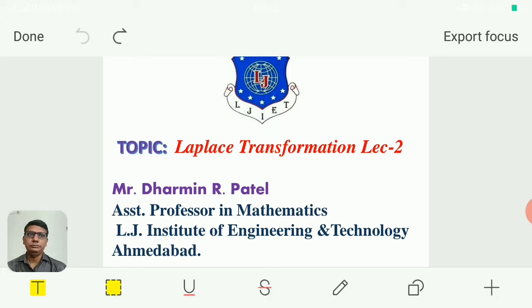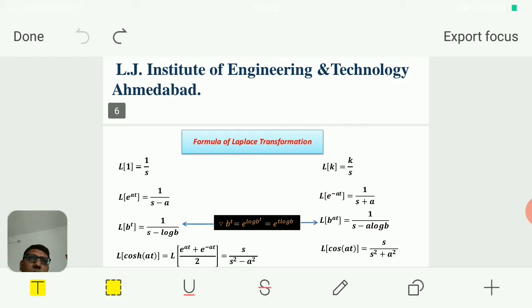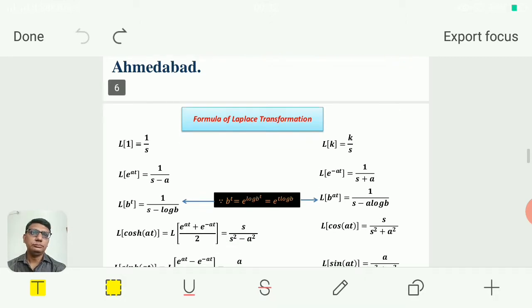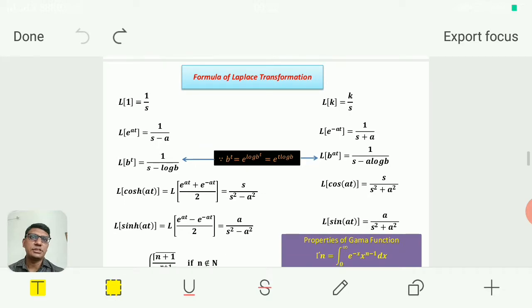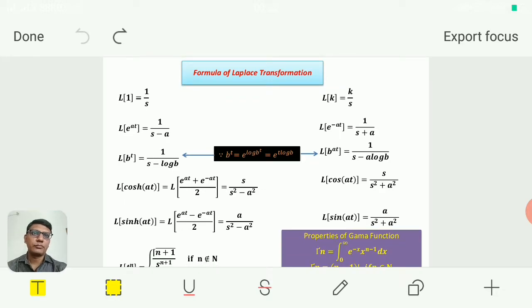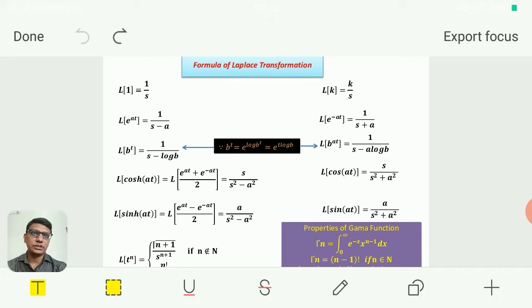Now we can prove some formulas of Laplace transformation. Here we can see some formulas of Laplace transformation. All the formulas are derived from the definition of Laplace transformation, which is the integral from 0 to infinity of e raised to minus st f(t) dt. If we replace f(t) by these functions, then we get some function of s, which are the formulas of Laplace transformation.